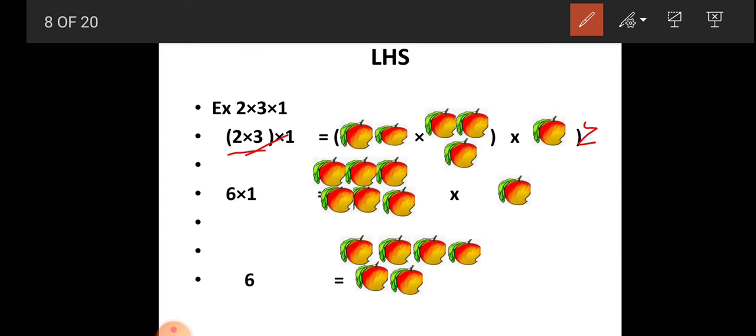So on the left hand side, we can group the first two numbers: 2 multiplied by 3 in bracket, multiplied by 1. 2 mangoes multiplied by 3 mangoes multiplied by 1 mango. First we solve the bracket. 2 multiplied by 3, 6 mangoes. 6 multiplied by 1, 6.